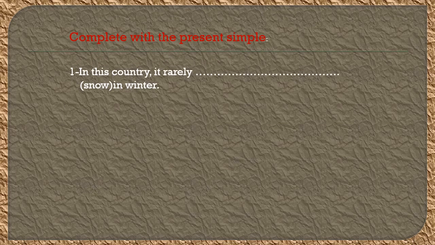Complete with the present simple. In this country, it rarely snow in winter. So here, as we agree that the verb with he, she, and it should get s, in this country, it rarely snows in winter.